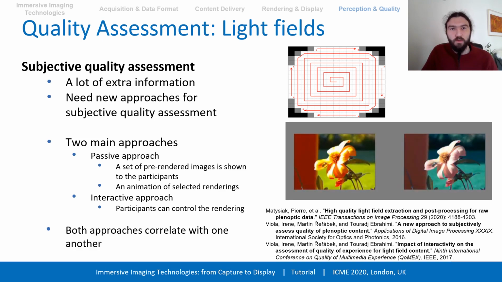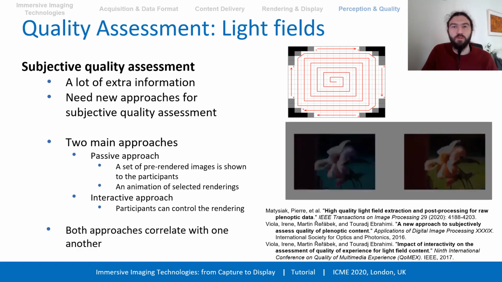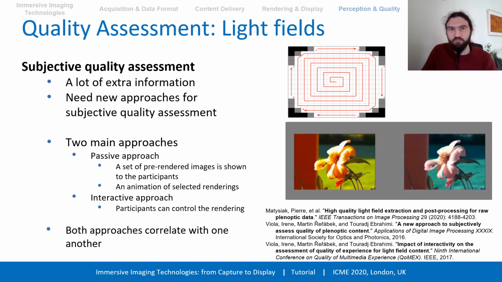With light fields, the viewpoints or subaperture images to consider increase a lot because we have a 15 by 15 grid, and there are a lot of images instead of one single image for the same scene. This is especially true for cameras with micro lens arrays. We have a lot of extra information and we don't have a single frame or a single viewpoint anymore. Therefore, we need a new approach for subjective quality assessment. In the literature, there are two main approaches for this problem: passive approach and interactive approach.